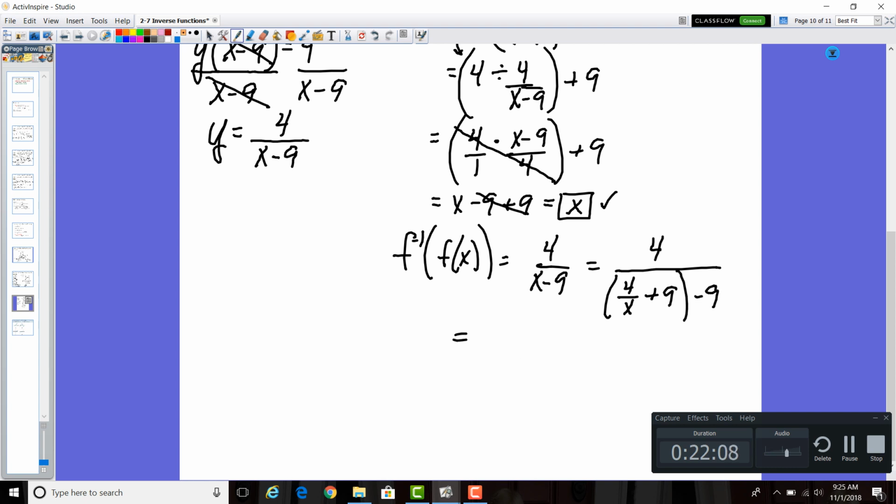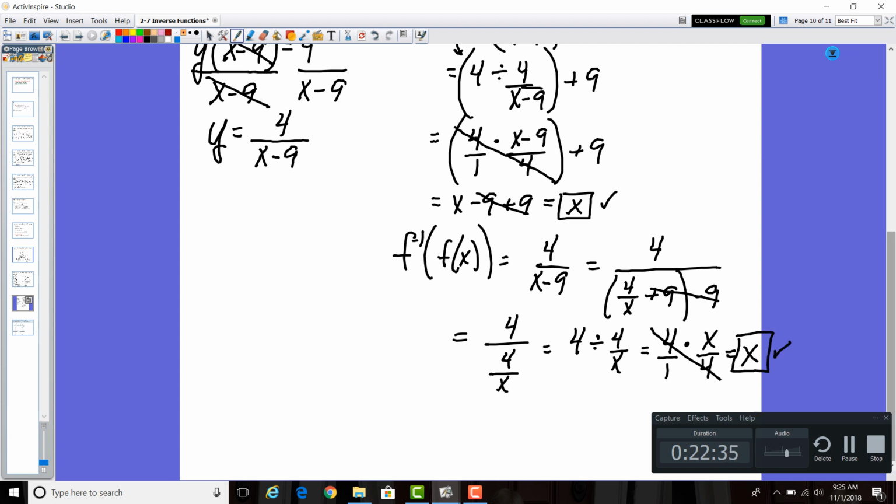Okay? So if we look at this denominator, plus 9 minus 9, doesn't that cancel there? So we're left with 4 divided by 4 over x, which means we need to change that to 4 times x over 4. Change your whole number to a fraction if that makes it easier. You can cross cancel your 4's and you're left with x. Okay? There you have it.